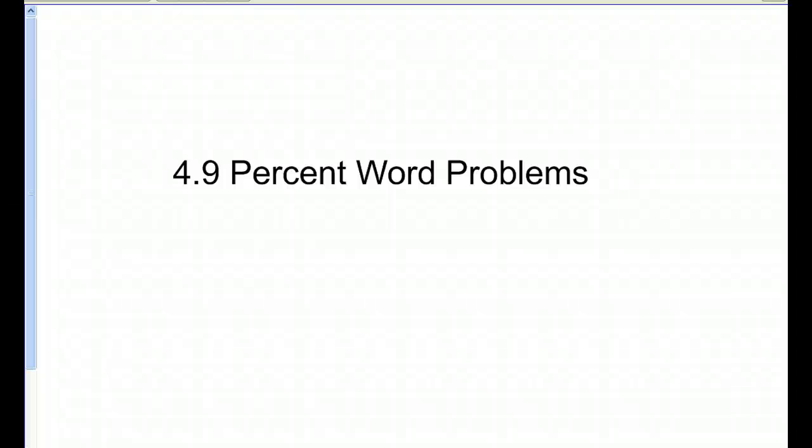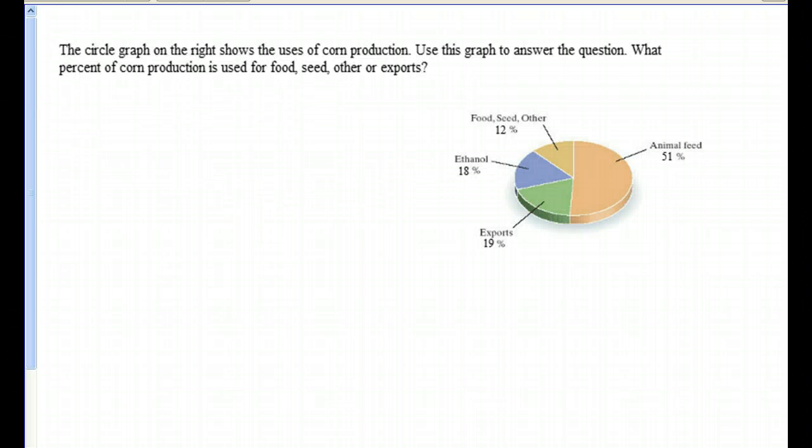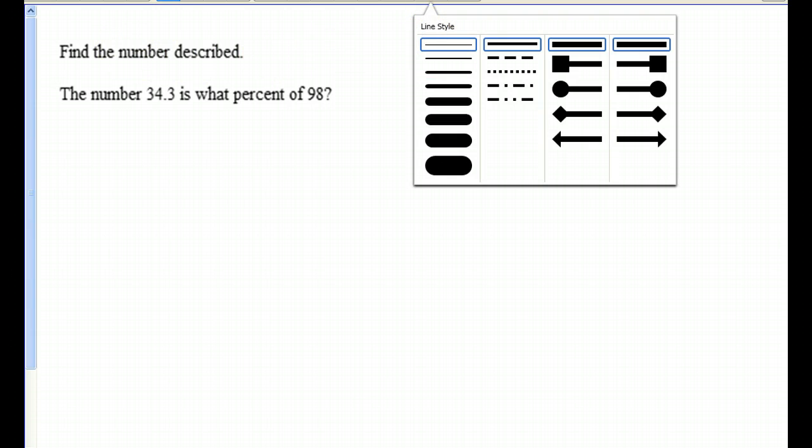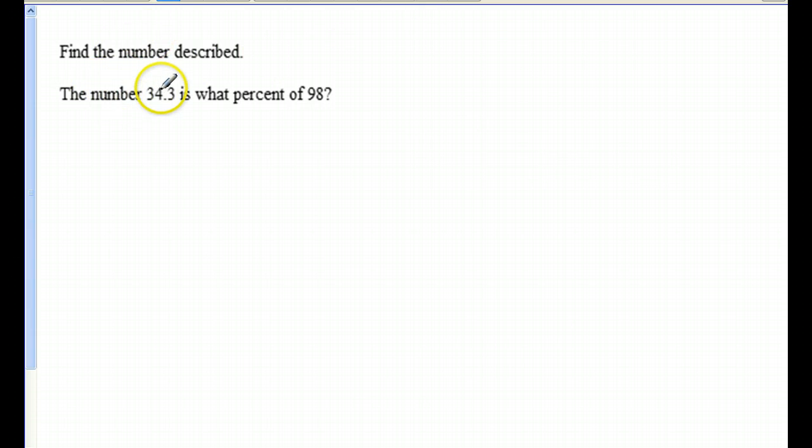Percentage word problems, where basically you're going to set up an equation like we've been doing, but there's going to be some type of a percent involved. Now the first type here is very basic, just translation involving percentages. Find the number: the number 34.3 is what percent of 98.